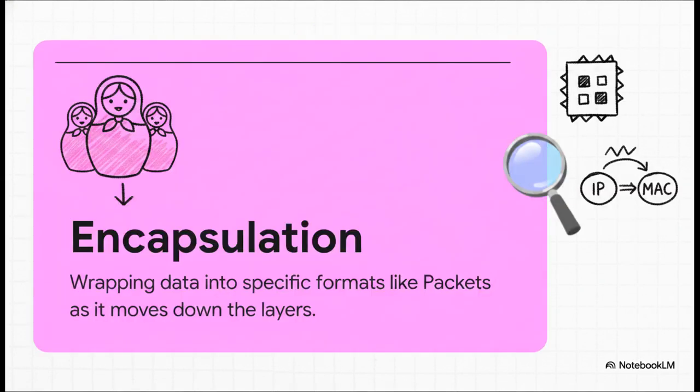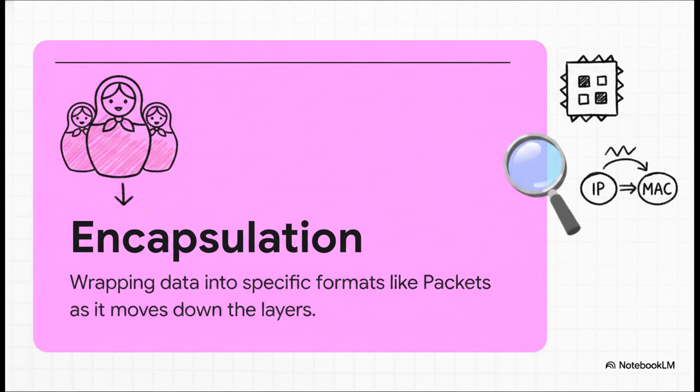To really ace this, we need to fully grasp a core networking concept: encapsulation. Just think of Russian nesting dolls. As data moves down the network stack, every single layer wraps it in a brand new layer of information. At Layer 2, the data is encapsulated into a packet, which holds the source and destination IP addresses.